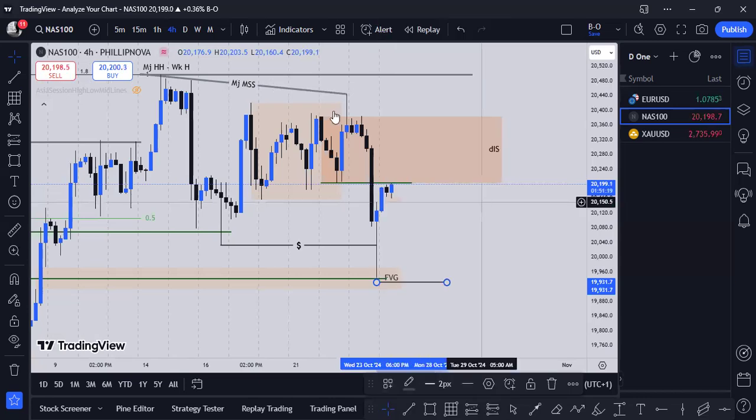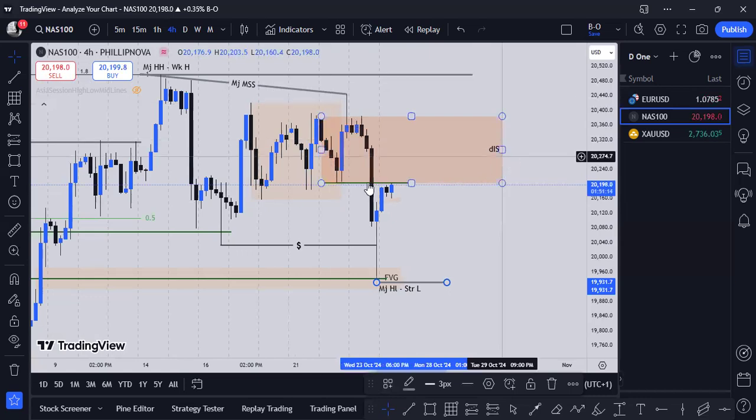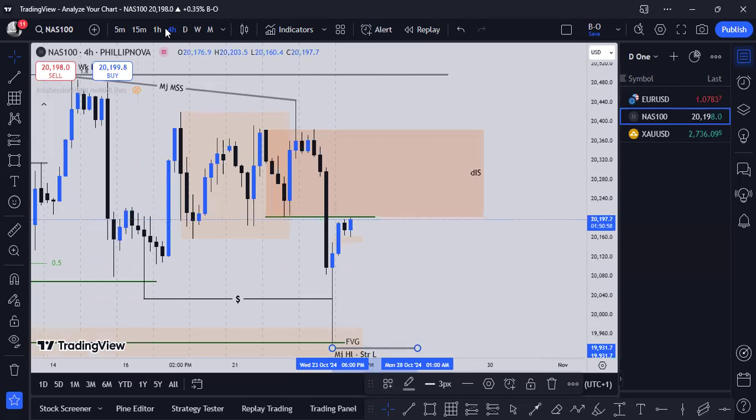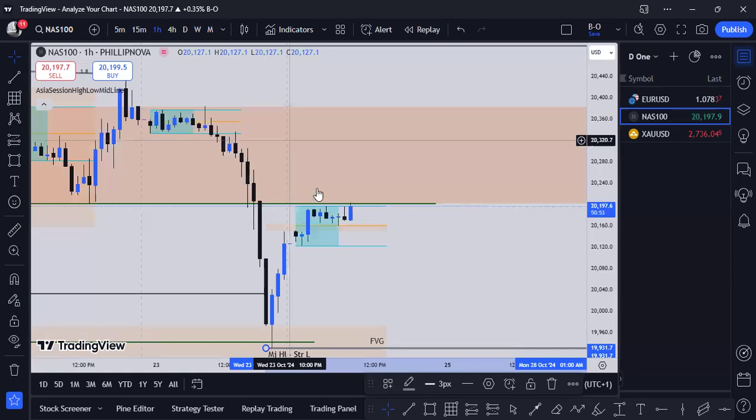So we are expecting this high to be broken. But looking at this internal structure, we don't expect it to just give way to this price leg that is coming up. We'll be expecting a kind of reaction from it, but we'll study that on a lower time frame.